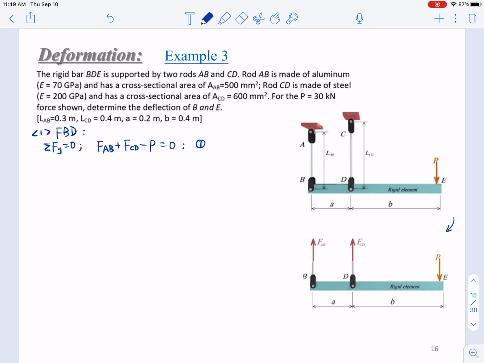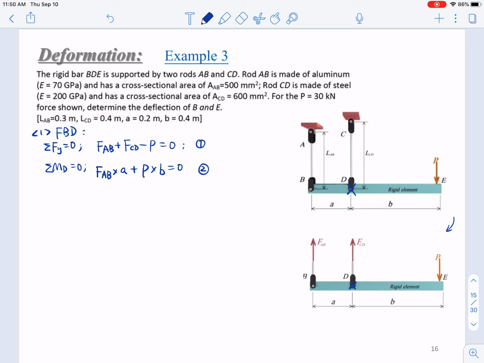Then the second equation: conveniently select point D as the center and take the sum of moments about point D equals 0. Here you have F_AB and P, and they are in the same direction, so they will make moment in the same direction. We will have F_AB times its arm, that is A, plus P times B equals 0. That is our equation 2.